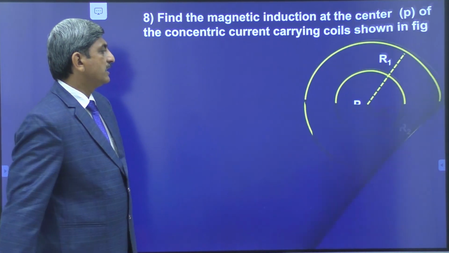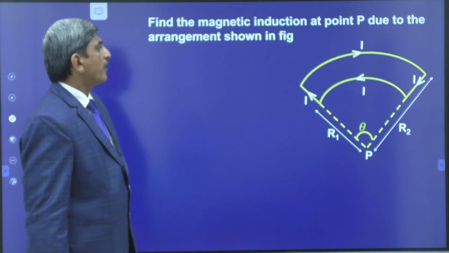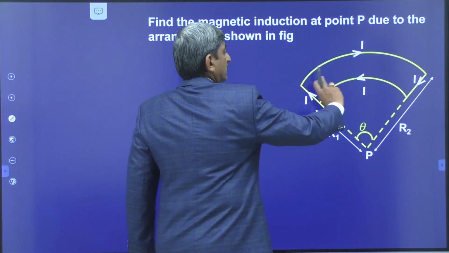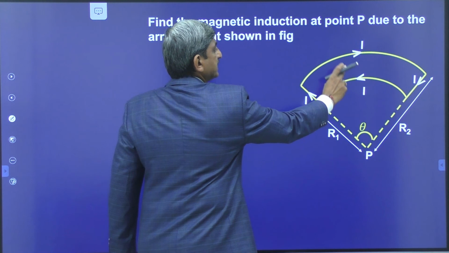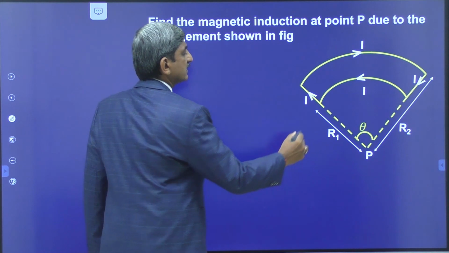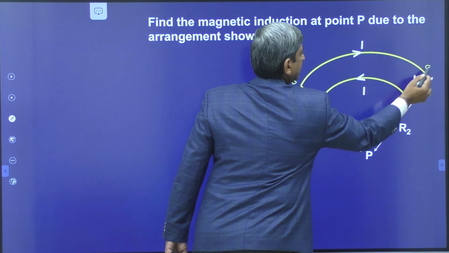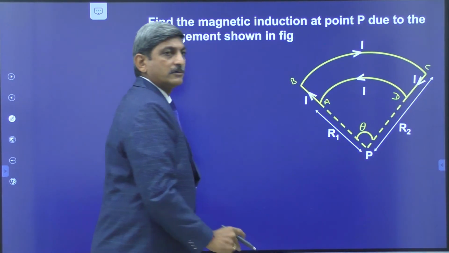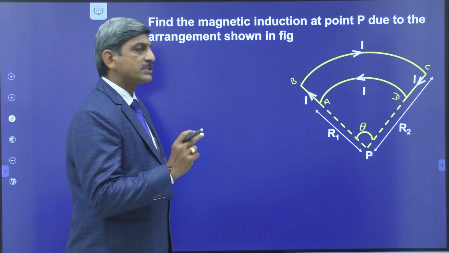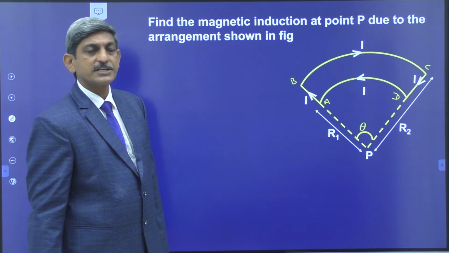Right? Come to the next one. Find the magnetic induction at point P due to the arrangement shown in the figure. Here, the arrangement is shown in the figure. It is carrying a current I. We want to determine the magnetic induction at point P. For that, let us mark the frame as A, B, C, D. Now, I am going to determine the magnetic induction due to AB, BC, CD and AD portions separately. After that, by adding them vectorially, I am going to calculate the resultant magnetic induction value.